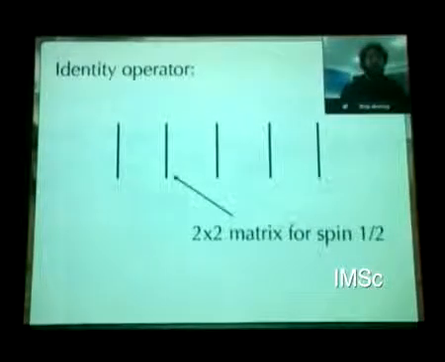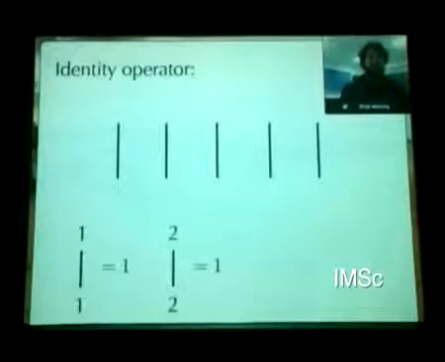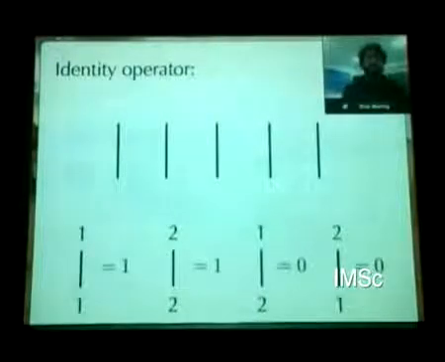Well, a single line in this notation is actually representing a 2x2 matrix for the case of spin a half, or d by d if your site dimension is d. This line just means that if the two indices are the same, you get 1. And then if you click again, if the two indices are different, you get 0. So that's all the line means. It just means make the two indices at the end of the line the same.